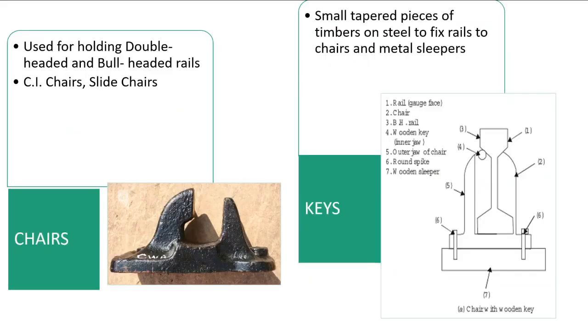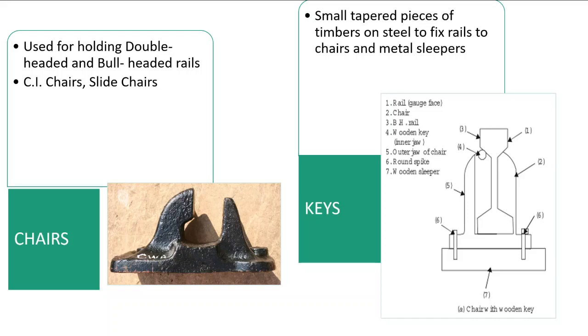Then we will see what chairs are. These are the chairs which are used for holding the double-headed and bull-headed rails. Chairs are used to hold the rails of double-headed and bull-headed type. Double-headed means the rails having both the heads of the same dimensions, and in bull-headed one head is small and one is of greater area. Okay, then comes the keys.